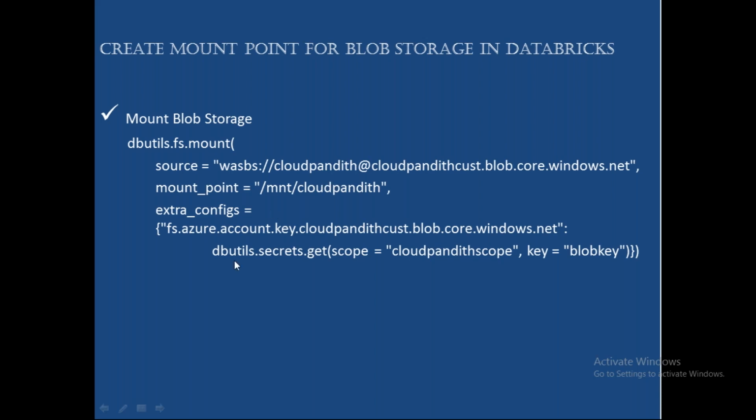The extra configuration is nothing but you need to provide the key. How will you provide the key? You need to use the scope name and the key here. This is how you are going to mount the blob store. How will you unmount? If you want to detach this connection, use dbutils.fs.unmount. This is the mount point, right? Exactly this mount point I want to unmount, so you just have to use this particular command.